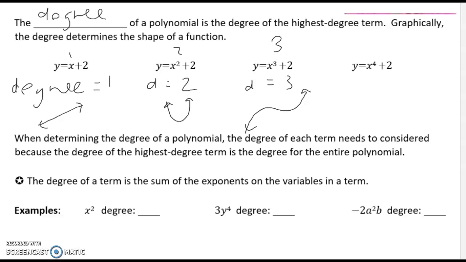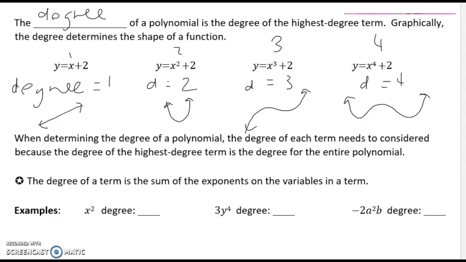Okay, and lastly, we have x to the exponent 4, which means it has a degree of 4. And something to the 4th degree would look like this. We will not be drawing anything like this, okay? But that's what the shape would look like.